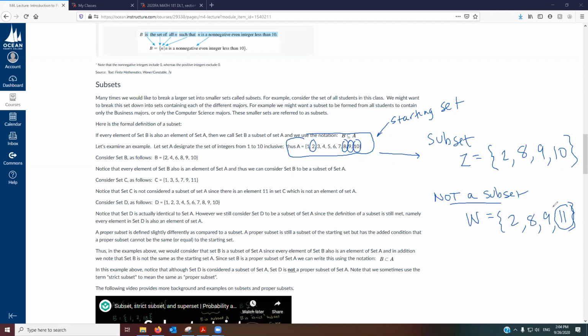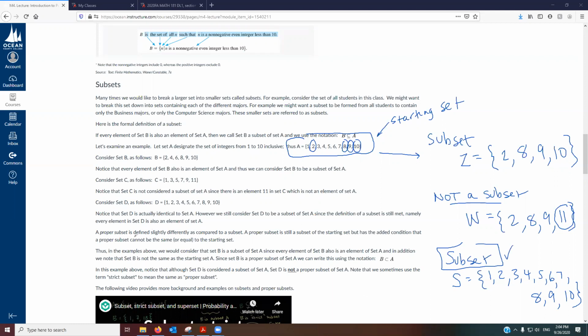Okay? Now, here's another subset. I can actually list out a subset. I'll call it S. That is all of these values. I'm going to just duplicate all of the values in the starting set. So this set S is a subset of set A. The only condition on the subset is all of the elements in the subset must also be present in the starting set. Well, this subset S meets that definition.